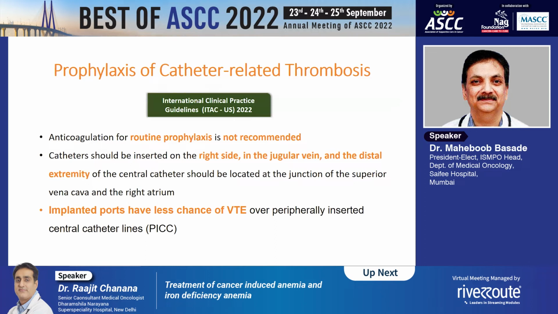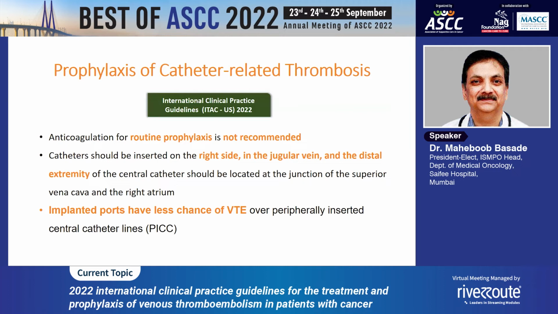Prophylaxis for patients with catheter-related thrombosis: ITAC guidelines are very clear that if somebody is having a catheter, one should not do anticoagulation as routine prophylaxis. PICC lines have a higher chance of developing VTE as compared to ports, so ports are always preferred as per the ITAC guidelines. And if you put the central line or the implantable port on the right side in the internal jugular vein, as compared to the distal extremity, the chance of having a VTE is lower.